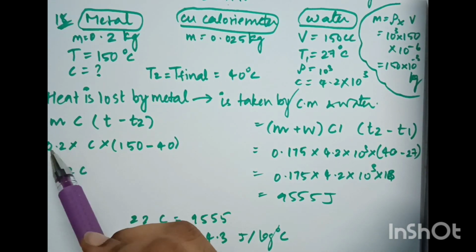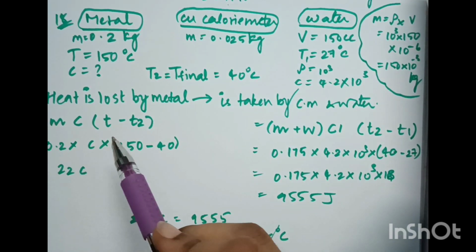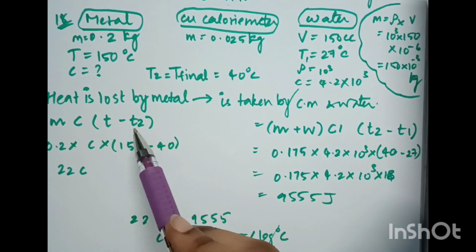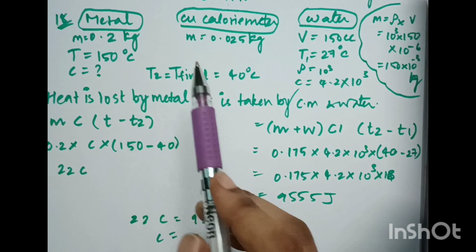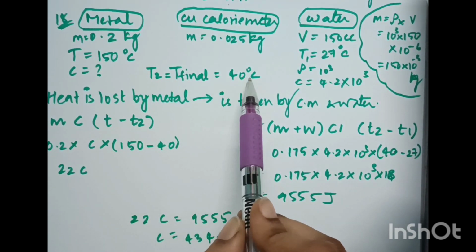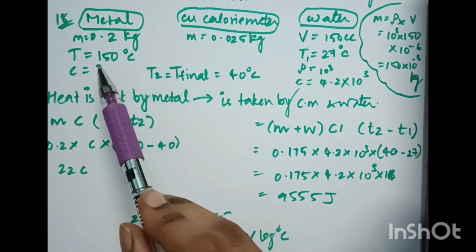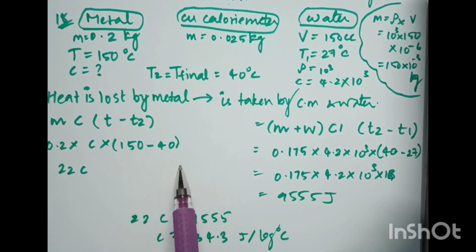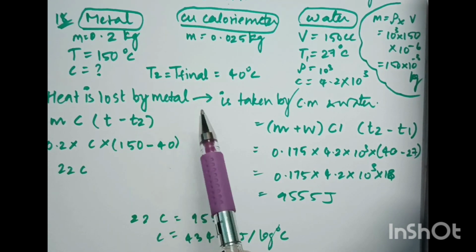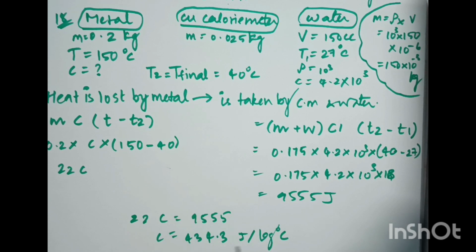And what is the mass of the metal? It is 0.2 kilogram. C, we have to find the value of C. Here delta T is, what is the initial temperature of the metal? That is 150 degrees Celsius. The final temperature comes out to be 40 degrees Celsius. So higher minus lower, it is 150 minus 40. So please take it that way. That is equals to 22C. Now this heat is lost by the metal, and this heat is also taken by the calorimeter and water.